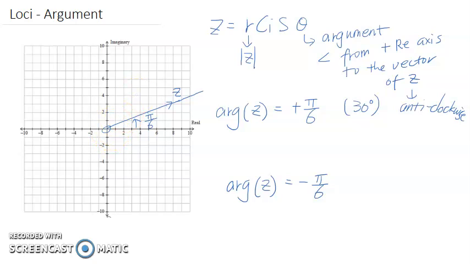Now let's have a look at the second example. We have the argument of z is equal to negative pi on 6. This negative means we turn clockwise, which is the opposite direction. So from the positive side of the real axis, you go clockwise 30 degrees. This is negative pi on 6. Any dot on this straight line can represent the complex number z. This is the visual representation of the loci that satisfy this condition.